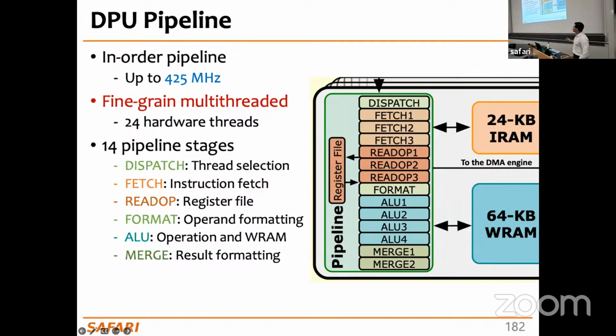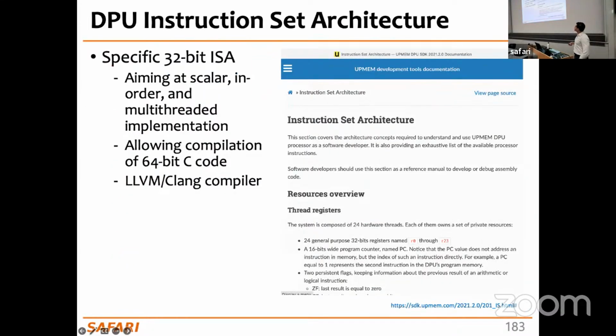As I mentioned, we have 14 pipeline stages. Those are regular pipeline stages, not much different from what we saw in other processors: fetch, dispatch, read, operand formatting, operations, and WRAM access and merging stage. This processor has its own ISA. It's a 32-bit ISA that resembles a RISC-like instruction set architecture. Sorry, it's not RISC-V, it's RISC-like.